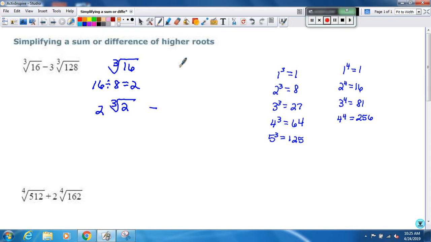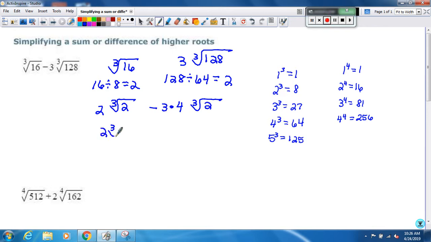Then we have a minus sign, and I'm going to simplify 3 times the cubed root of 128. Well, 128 divided by 64 works. Again, you want to use the biggest number, so go from the bottom up. That equals 2. So that goes under your radical. And since we divided by 64, the 4 goes out front. But this term also had a 3 out front, so you have to put that there. So we have 2 times the cubed root of 2 minus 12 times the cubed root of 2.